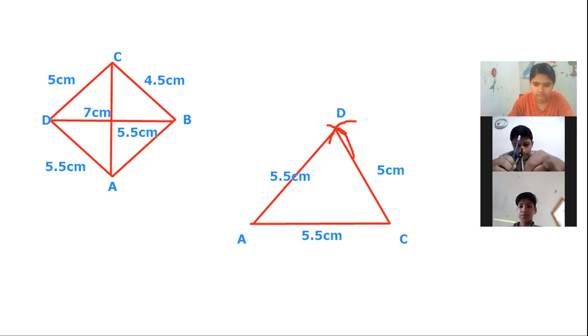You have to take 7 centimeter in your compass, and after taking 7 centimeter, you have to place your compass at D and mark an arc like this.